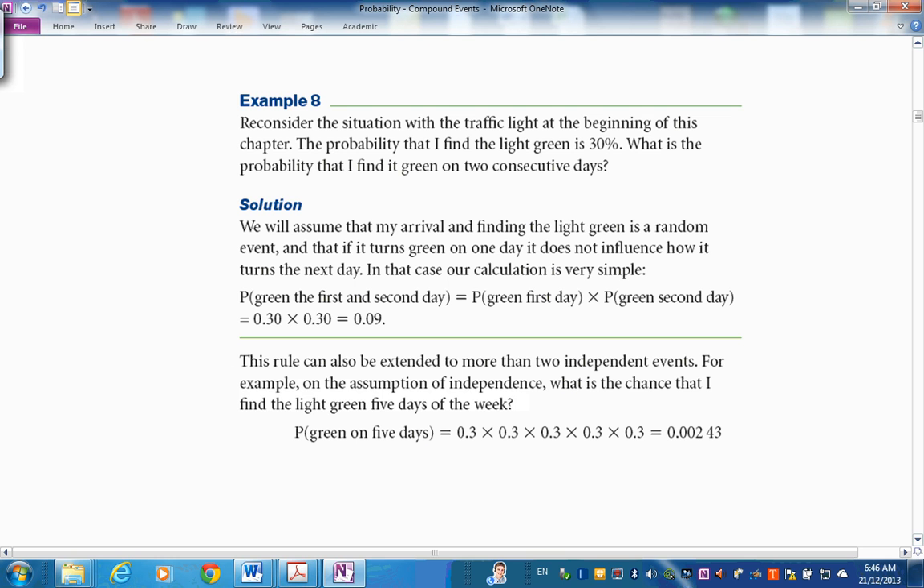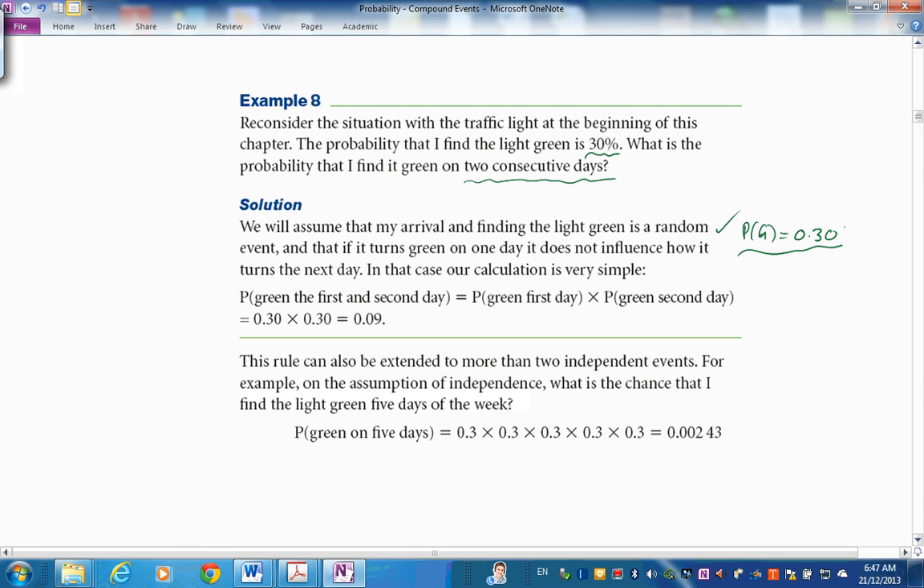Example 8. Reconsider the situation with a traffic light at the beginning of the chapter. This is from Pearson's. The probability that I find the light is green is 30%. What's the probability I find it green on 2 consecutive days? Okay. Now, if you say it's random, you're going to say the probability of a green is always equal to 0.30.